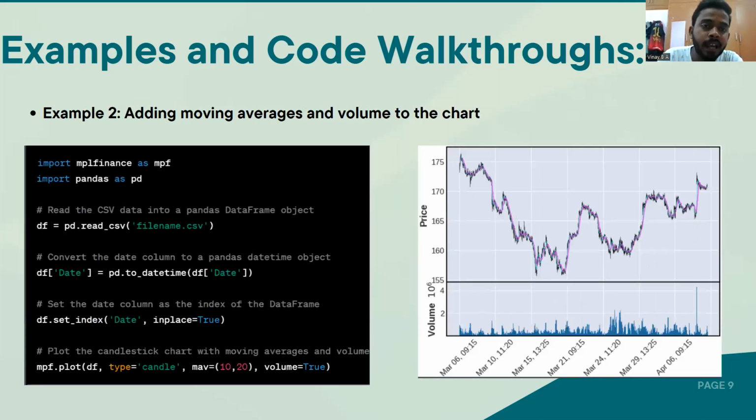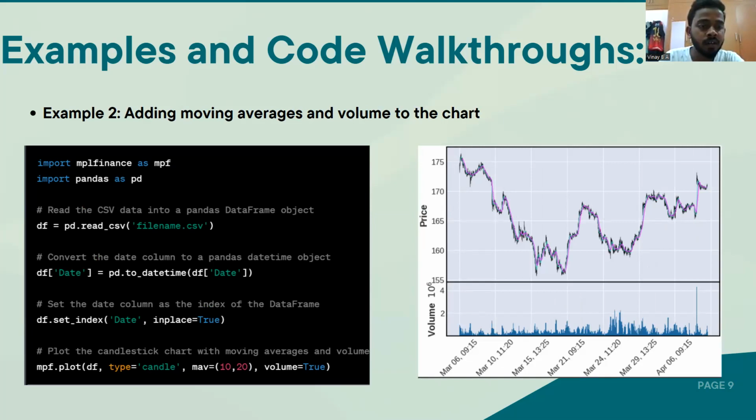Example 2, adding and moving the average of the volume of the chart. Then import the MV file, same, and pandas also we should have. Then reading the CSV data into a pandas data frame. By using pandas, just read the data in the CSV file and convert the data value to the pandas data frame.